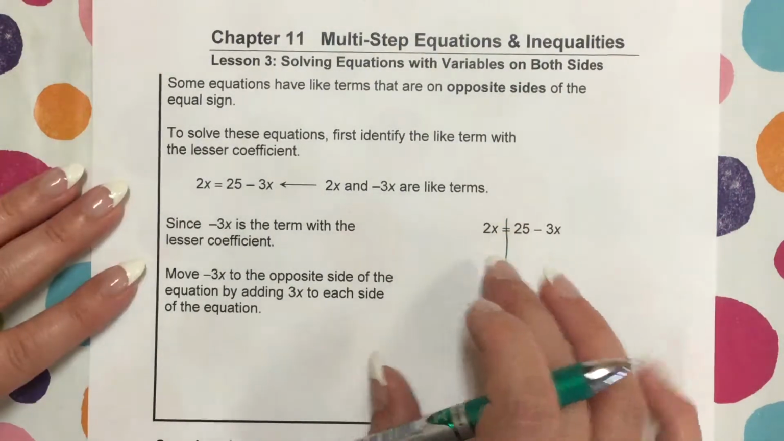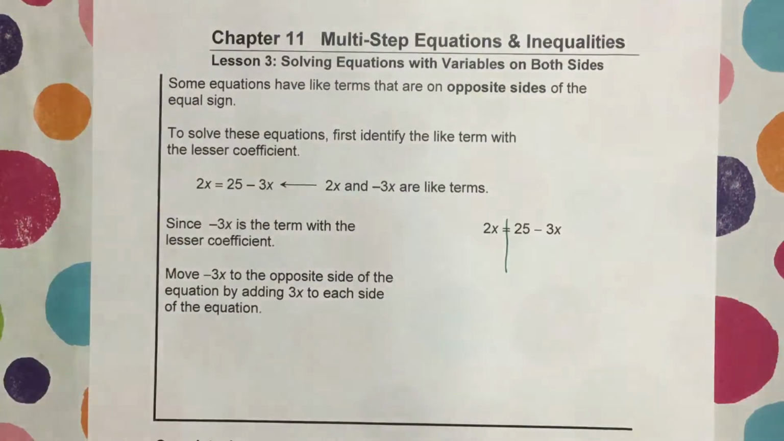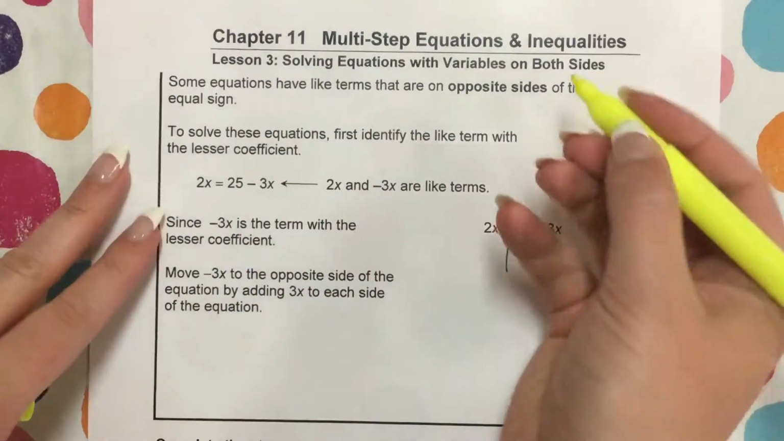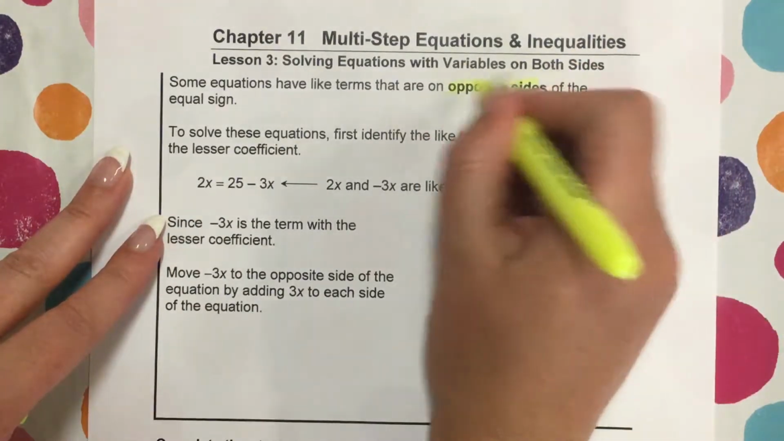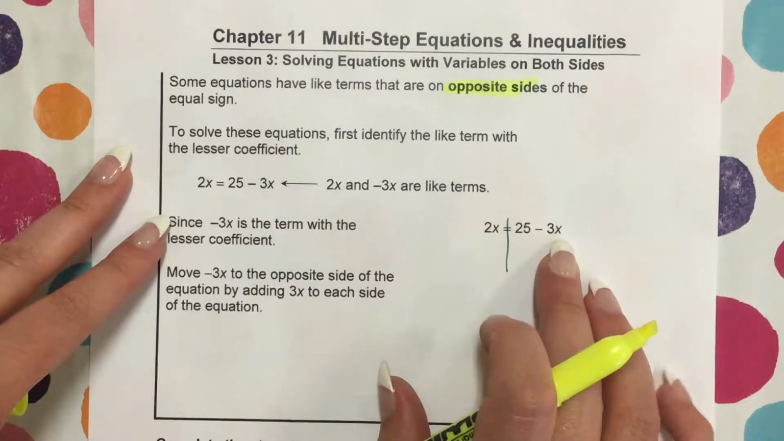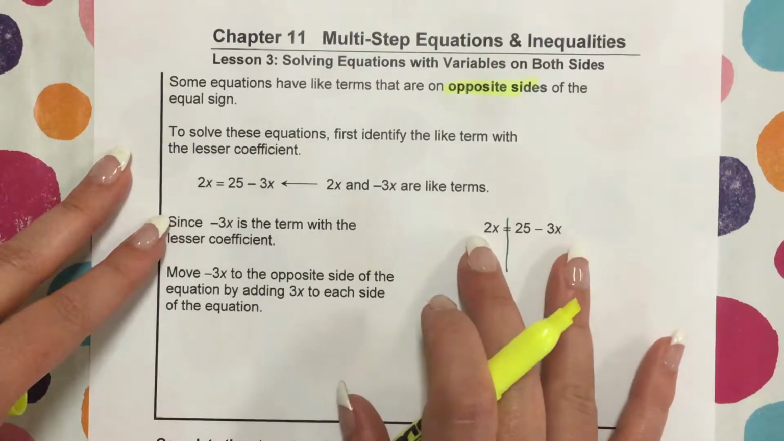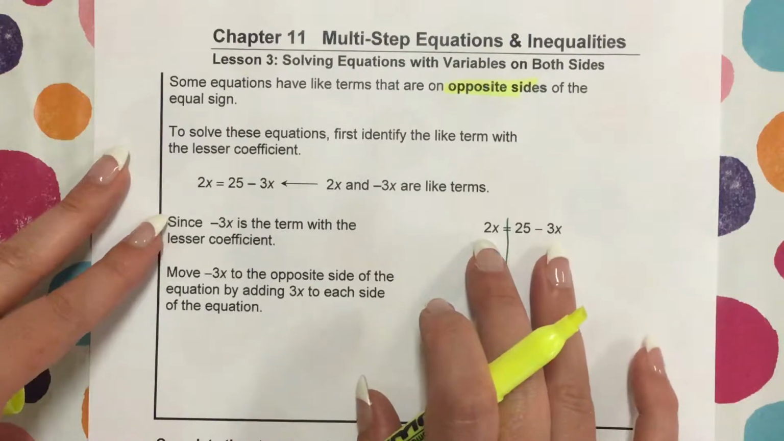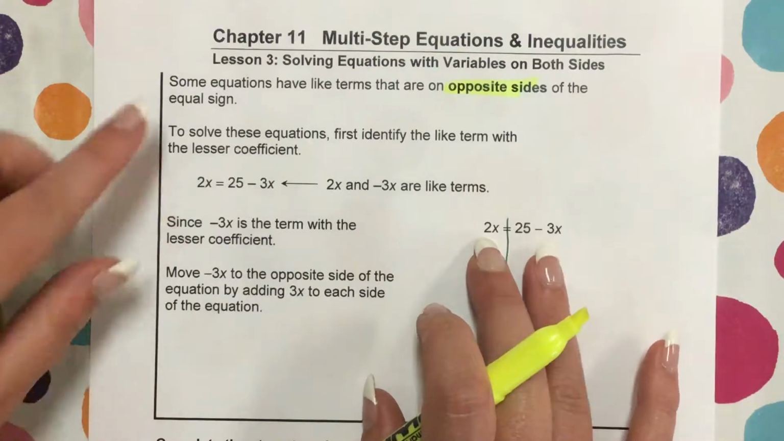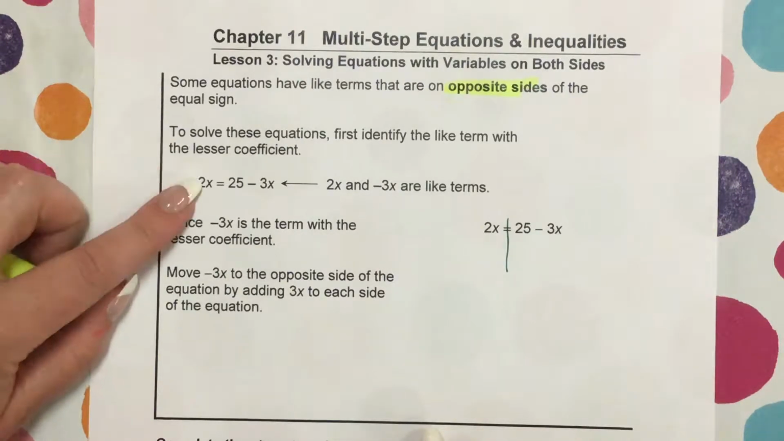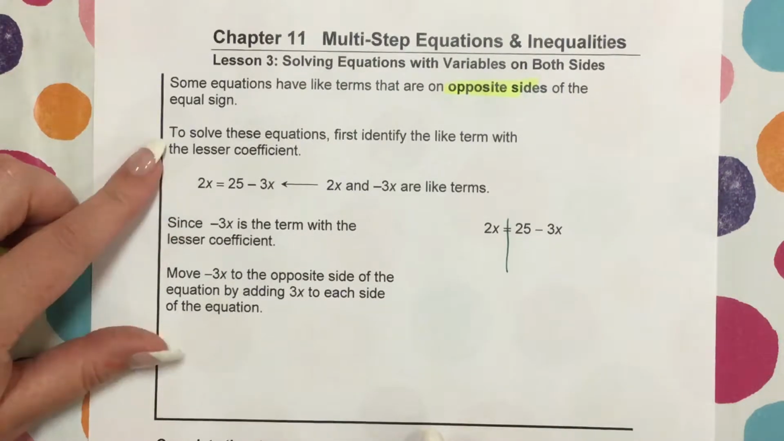the equation. So some equations have like terms that are on opposite sides of the equal sign. And if you see, that's the case here. 2x and negative 3x are like terms, but they're on opposite sides of the equal sign. So what do we do with that? It says to solve these equations, first identify the like term with the lesser coefficient.